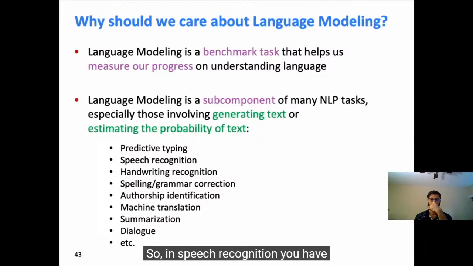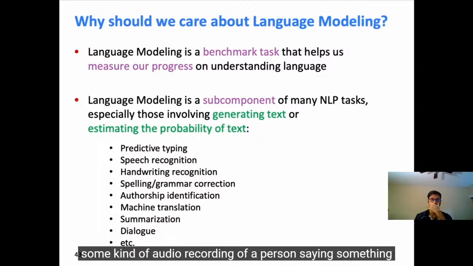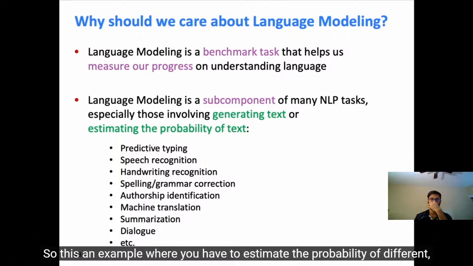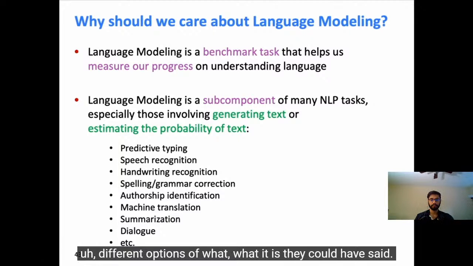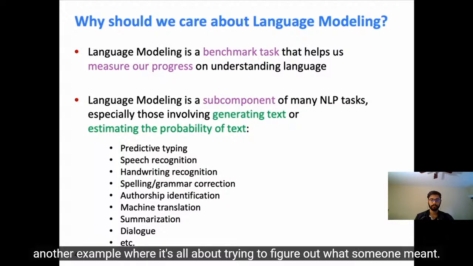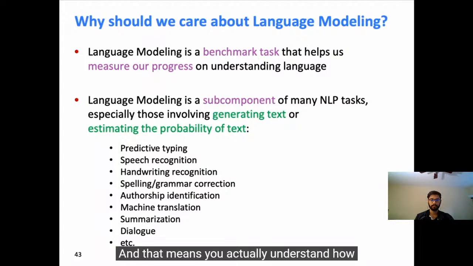In speech recognition, you have some kind of audio recording of a person saying something, and often it's noisy and hard to make out what they're saying, and you need to figure out what words they said. So this is an example where you have to estimate the probability of different options of what they could have said. In the same way, handwriting recognition is an example where there's a lot of noise, and you have to figure out what the person intended to say. Spelling and grammar correction is yet another example where it's all about trying to figure out what someone meant, and that means you have to understand how likely it is that they were saying different things.